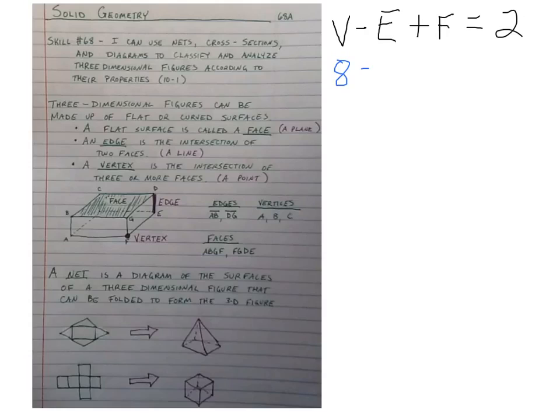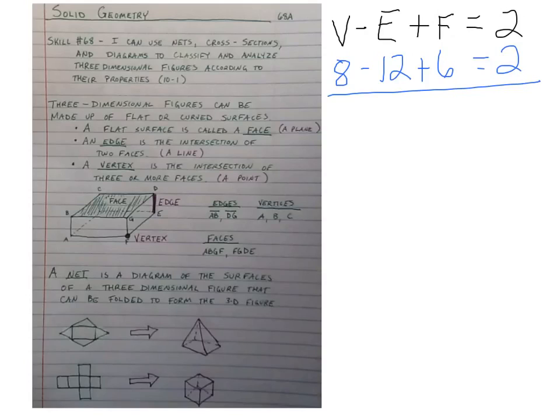1, 2, 3, 4, 5, 6, 7, 8. Edges, there are 12 edges. We've got the 4 on top, 1, 2, 3, 4, the 4 on bottom, and then the 4 vertical ones, for a total of 12 edges. And then faces, like I said, this is kind of like a cube, so you have 6 faces. So we can add 6, and we find that 8 minus 12 plus 6 is indeed 2.